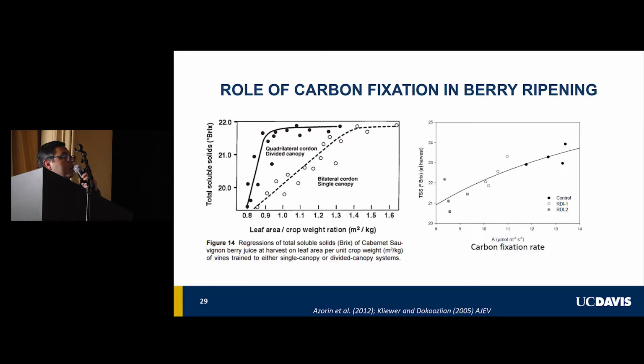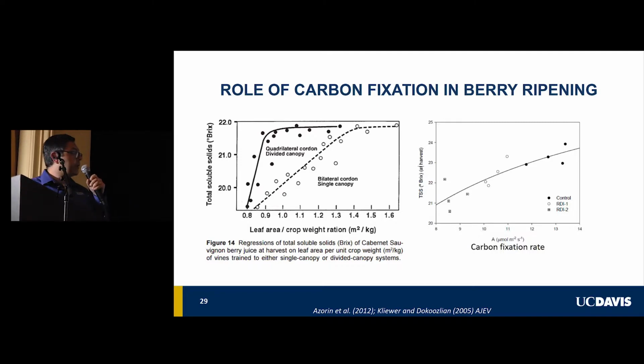So for bilateral cordon single canopy, we're looking at right around 1.4 square meters of leaf area per unit of fruit. If we were to divide these canopies, this ratio goes down to about 0.8 to 0.9. That's why we say, usually in review lectures, this ratio needs to be between 0.8 and 1.4. Again, this will be dependent on what region you are working with. However, to grow these leaves, you need some sort of supplemental irrigation in California.